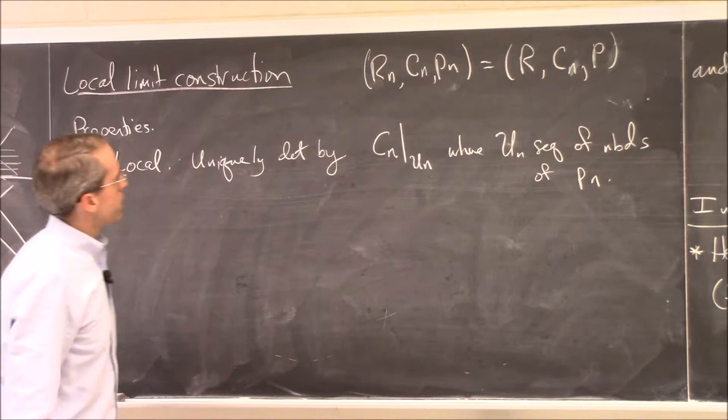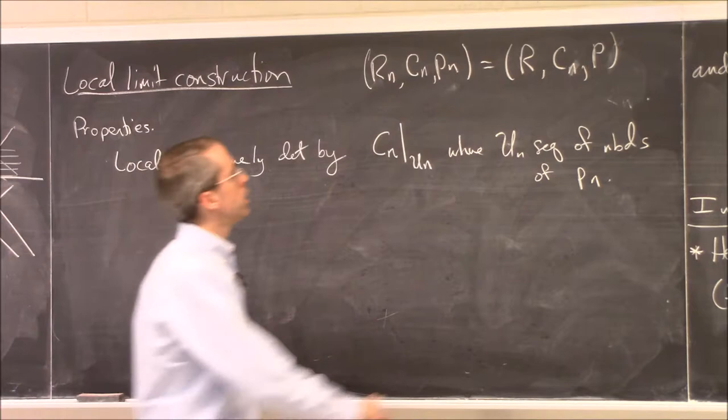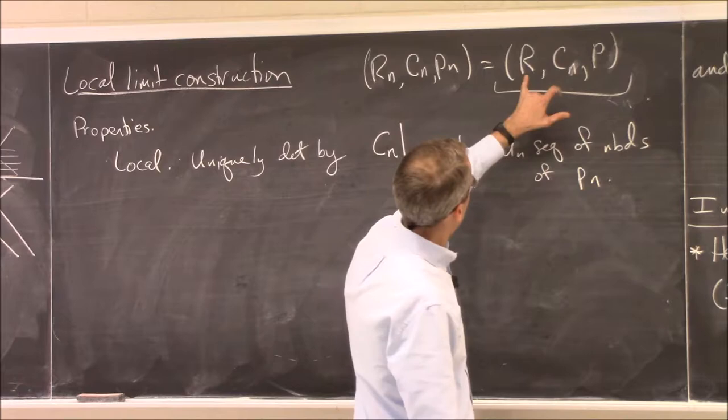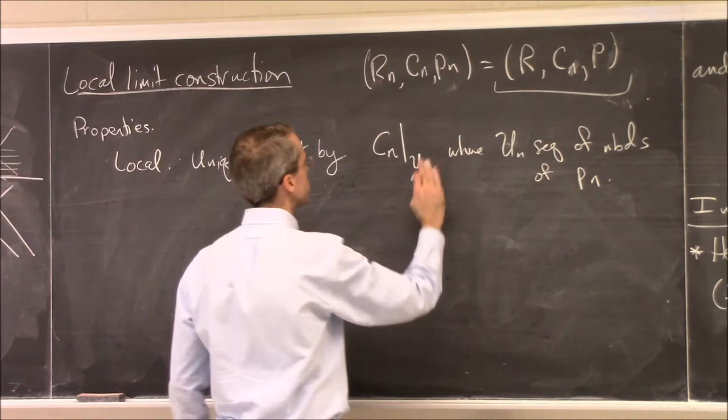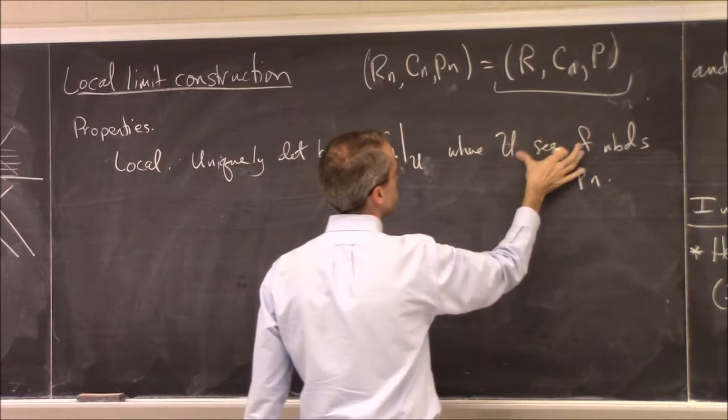While the construction works in the generality of a sequence of points on a sequence of surfaces with a sequence of cubic differentials, you can already see all the interesting stuff that happens by fixing the Riemann surface and the point and just looking at a sequence of cubic differentials on one Riemann surface. So let's do that, and then let's just say it's local in the sense that if you just look at Cn restricted to a fixed neighborhood of the point P, that will determine the limit.